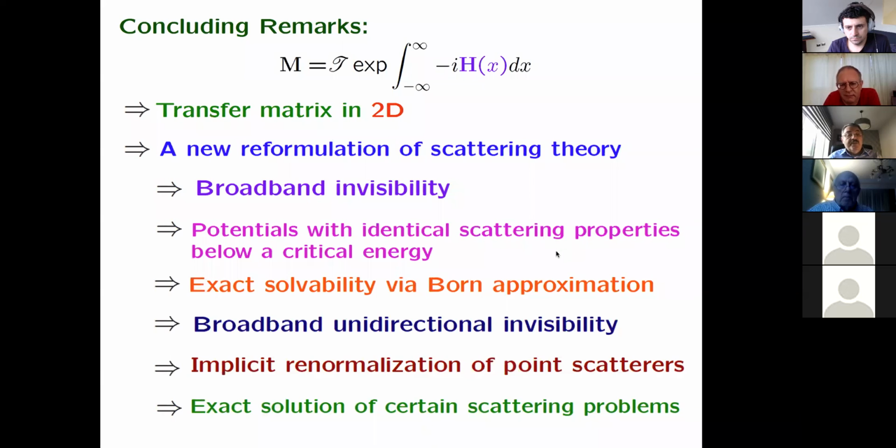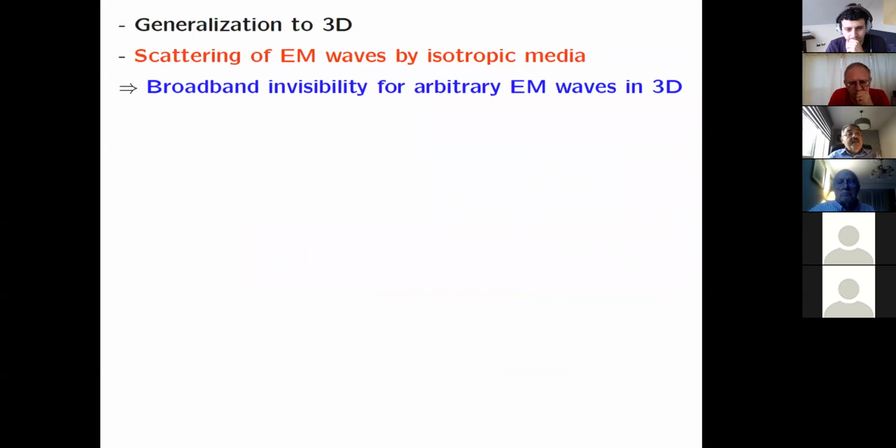The first example ever of potentials for which the Born approximation gives exact result were obtained using this method. I showed you how you can achieve broadband unidirectional invisibility. This was also not even thought of before. And I also discussed how this method avoids the problems of renormalization when dealing with point scatterers. And finally, I just mentioned that this method can be used to obtain previously unknown exactly solvable potentials. What I did not talk about was natural questions. Do these results generalize to 3 dimensions?